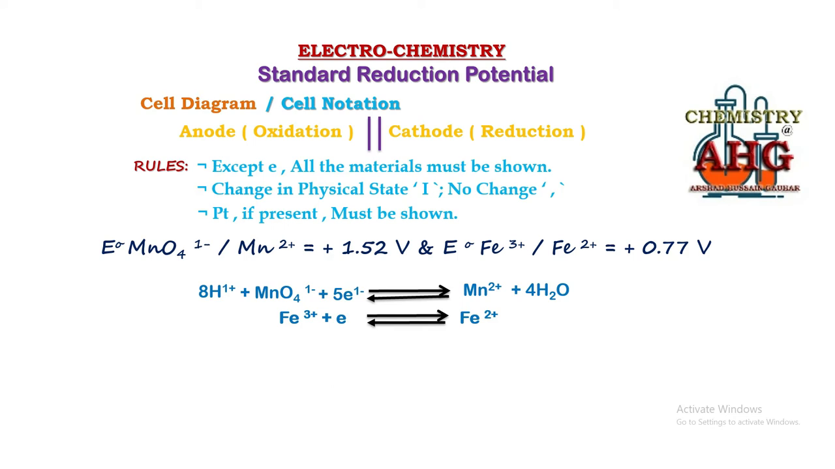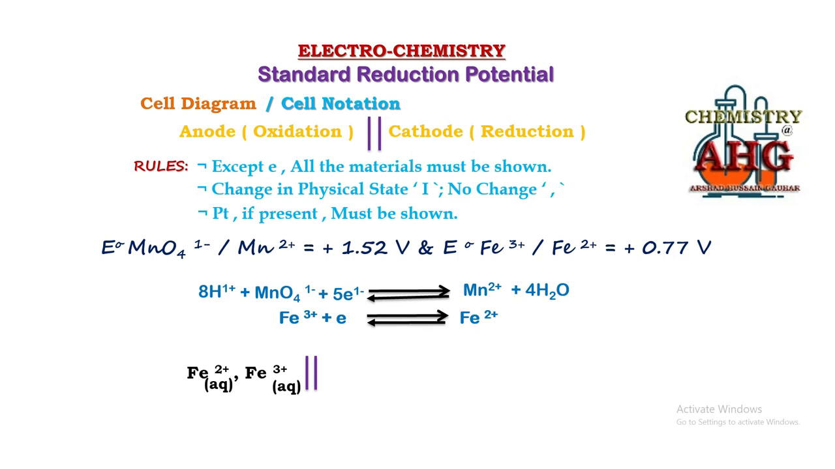You will start from Fe2 plus, it must be oxidized to Fe3 plus, and since you can see both the ions are in solution form, we have placed a comma to separate them because there is no change in the physical state. Double vertical line to represent the salt bridge, and in the cathode half cell we have MnO4 1 minus. It is the reactant and it will remain reactant because this equation will not be reversed.